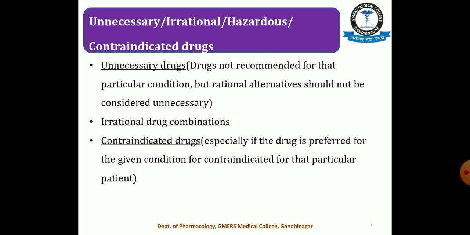You all know that ACE inhibitors, captopril, enalapril, ramipril, are among the first line agents for the treatment of hypertension. But now if any pregnant lady develops hypertension and you prescribe an ACE inhibitor, then it is considered a contraindicated drug, even though ACE inhibitors are first line agents, because ACE inhibitors are contraindicated in pregnancy. So here we have to look at it on a case to case basis.